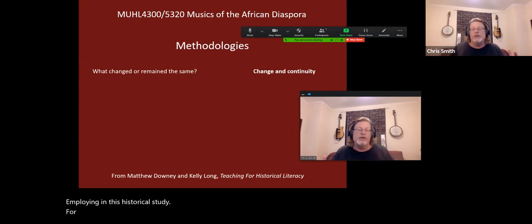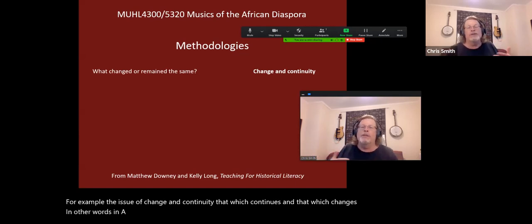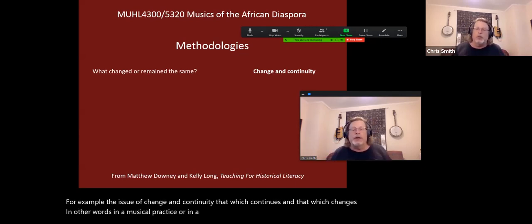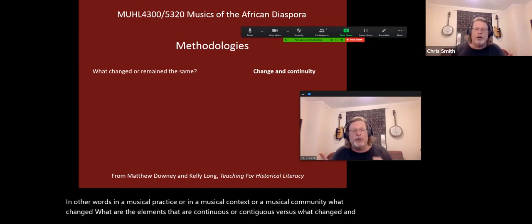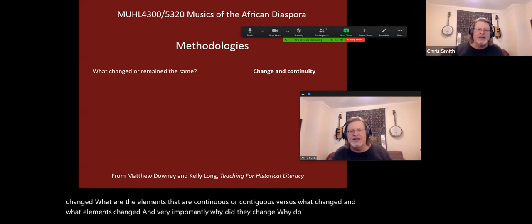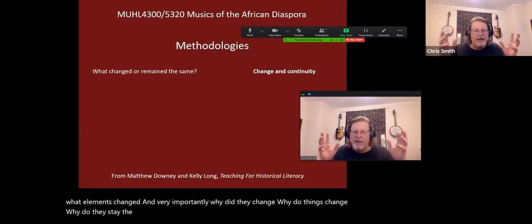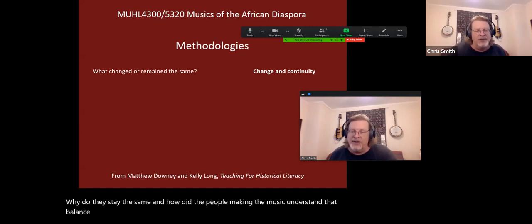For example, the issue of change and continuity, that which continues and that which changes. In other words, in a musical practice, or in a musical context, or in a musical community, what changed? What are the elements that are continuous or contiguous versus what changed and what elements changed? And very importantly, why did they change? Why did things change? Why did they stay the same? And how do the people making the music understand that balance between change and continuity?